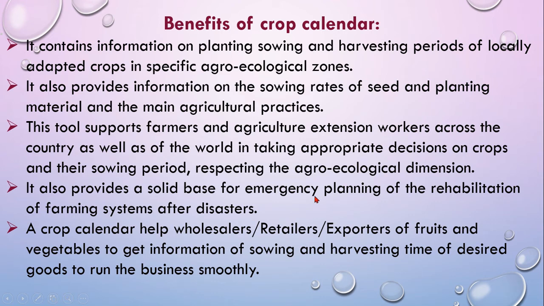So why do you need the crop calendar? That means, the advantages or importance of the crop calendar. It contains information on planting, sowing, and harvesting periods of locally adapted crops in a specific agroecological zone. And this calendar is prepared for a specific area, a specific district, or a specific zone as well. It also provides information on the sowing rates of seed and planting materials and the main agricultural practices. This tool also supports farmers and agriculture extension workers across the country as well as of the world in taking appropriate decisions on crops and their sowing period, respective to the agroecological dimension.